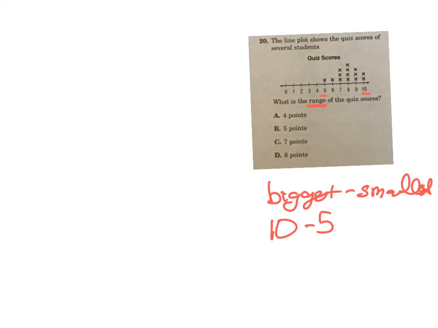The line plot shows the quiz scores of several students. What is the range? Okay, the range. And the way you find the range is you take the biggest minus the smallest. And the biggest looks like 10, so we did have a 10, and we also had a 5, minus 5. And 10 minus 5 is 5. So the range of this set of data would be 5 points.